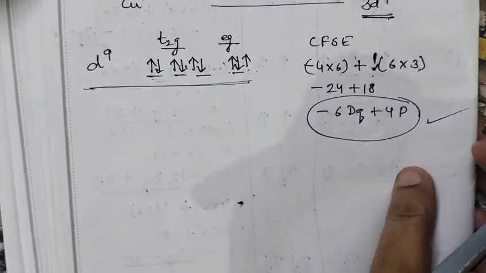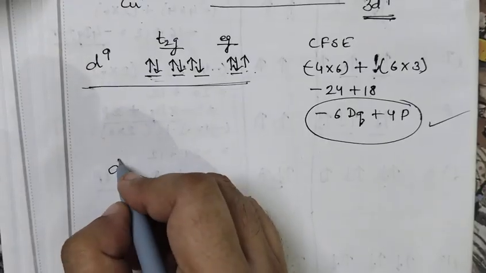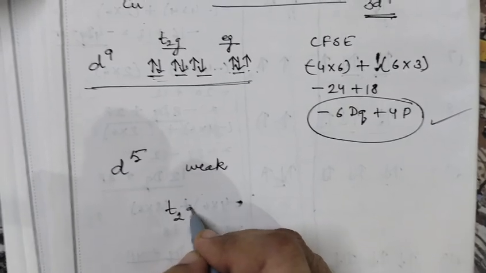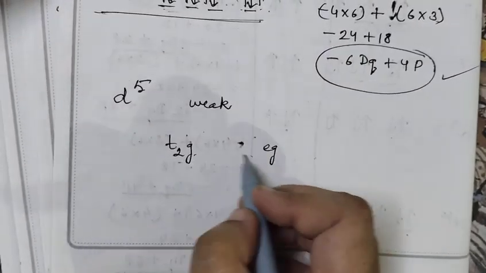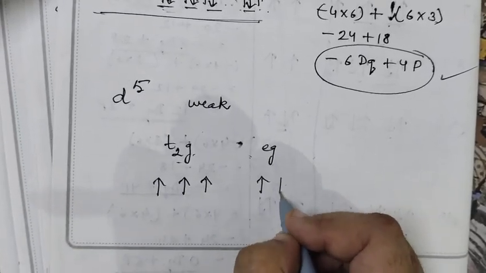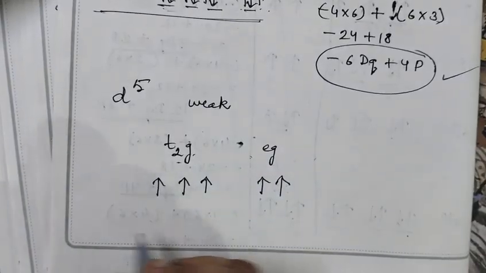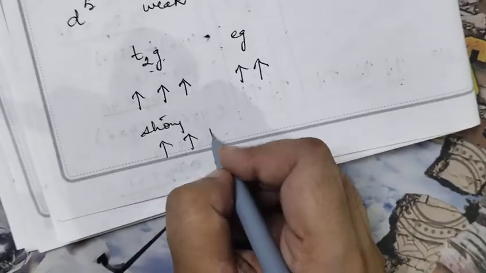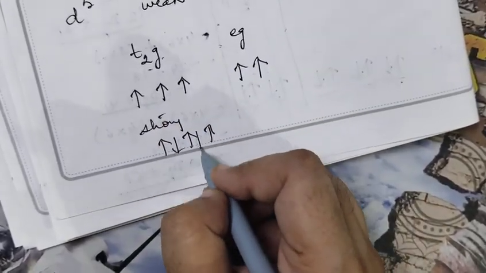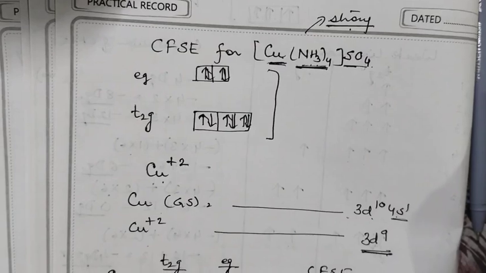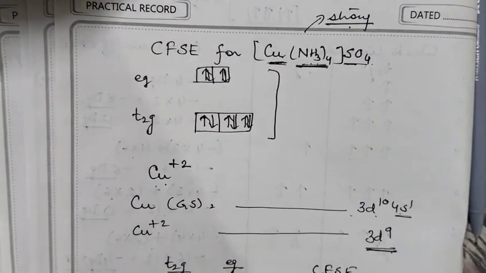And if it were different, suppose the configuration is coming D5 and it is a weak ligand, then how do you fill? In T2G and EG, in a weak ligand this gap is low, so first, second, third it goes here, fourth, fifth. And in a strong ligand how does it fill? 1, 2, 3. Now the gap is more, so it gets paired up here. This is the difference, and accordingly we calculate crystal field stabilization energy, which gives us an idea of the stability of the complex. That's all for this video. Thank you.